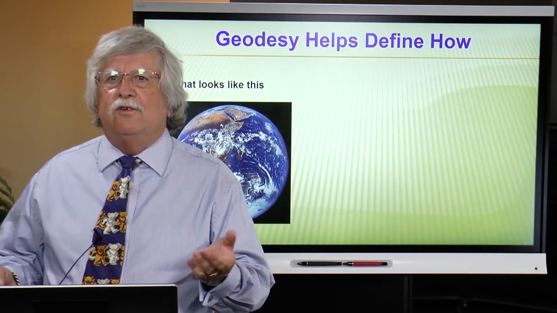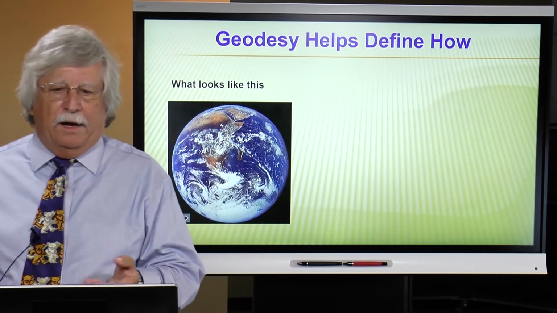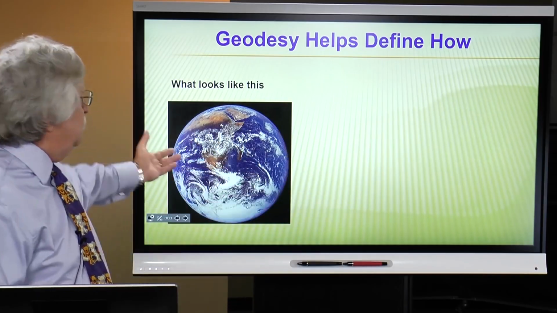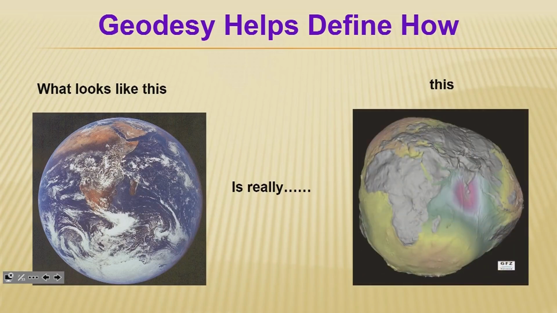Well, just what is geodesy? Geodesy is not a terribly well-known science, but the concept of it is taking what looks like this, the image that many of us have seen of the Earth, pictures taken from space where the Earth is a perfect sphere, or you're used to looking at a globe that the teacher has in school and it's a perfect sphere. In reality, the Earth doesn't quite look like that. It's really a much more disturbed and distorted surface.